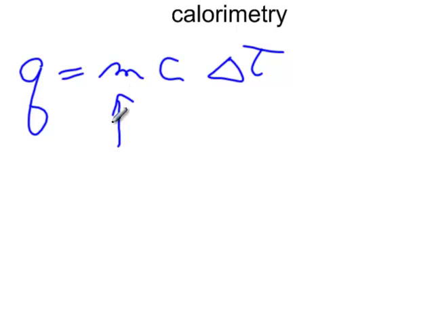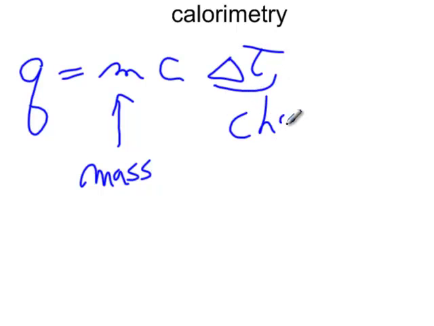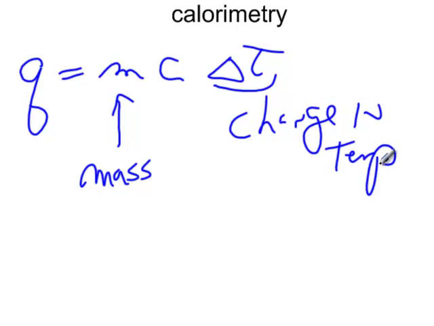Where m is the mass of whatever it is that's reacting. Delta T is the change in temperature. This can be either in kelvins or in Celsius. It doesn't matter because the size of the degree in Celsius and Kelvin is the same. So when you subtract, it doesn't matter whether you're in kelvins or Celsius.